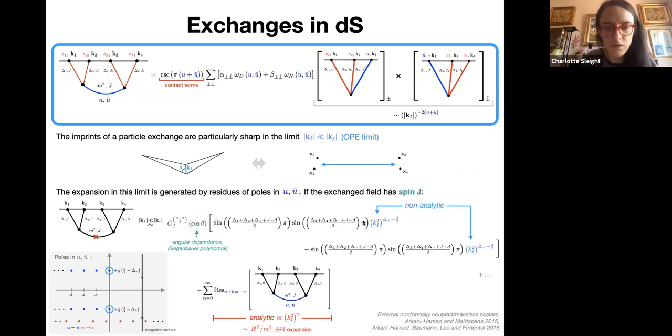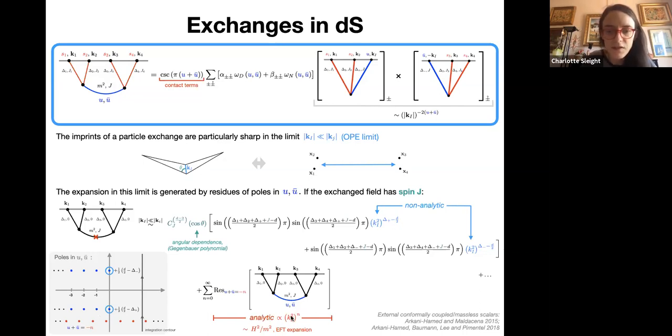So far I focused on the on-shell exchange. In the full exchange, another source of poles in U and U bar comes from the cosecant factor that encodes the contact terms. These are the red dots here. And consistent with the fact that this cosecant factor encodes contact terms, the residues of these poles only generate terms that are analytic in the exchange momentum. In particular, the residue of the n-th pole, which lies to the left of the integration contour, generates a term proportional to the n-th power of the exchange momentum squared, which is of course analytic.